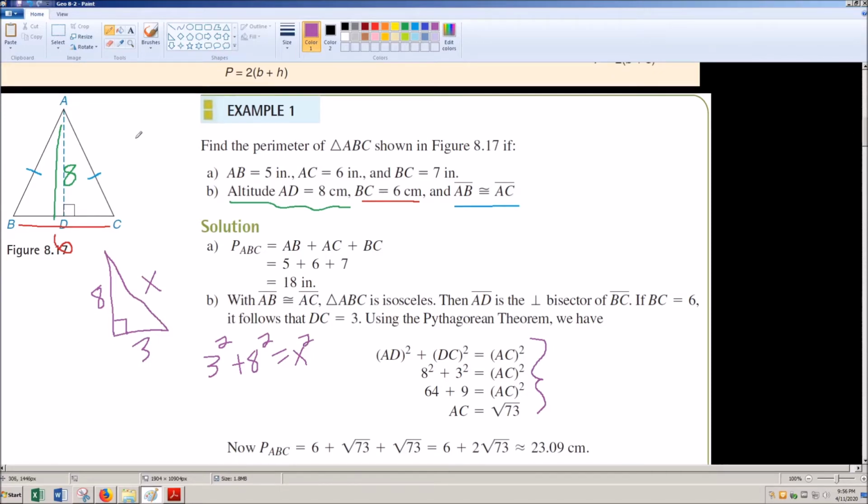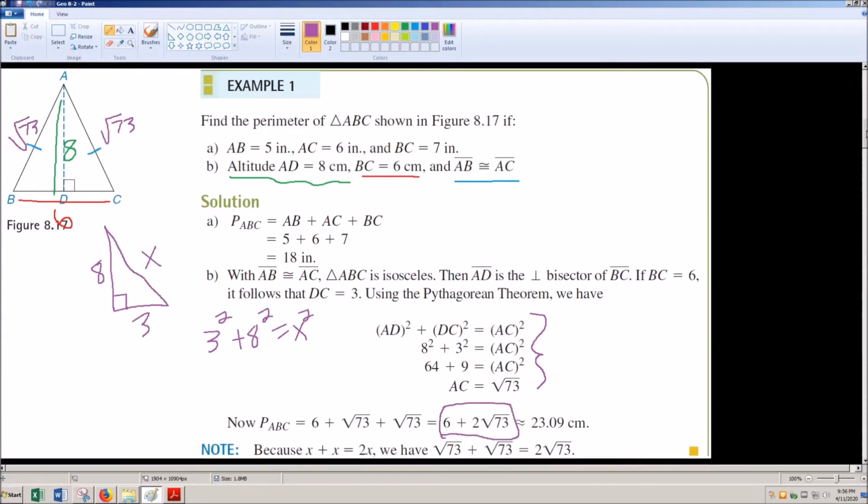So once we know those lengths, we're just going to add them up. So once we get the AC is root 73, I have root 73 here, I got root 73 here. So I have 2 root 73 plus 6, and that would be my final answer. So this is what I'd be looking for on a test. No approximation stuff. But who knows? Maybe it varies depending on what you're doing.